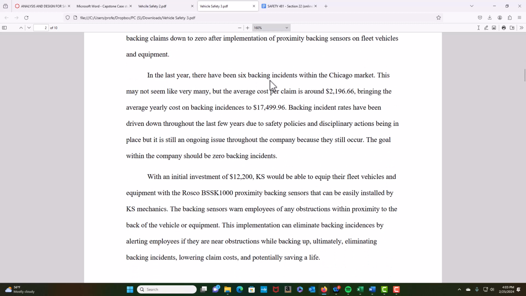Last year, there have been 6 bad incidents within the Chicago market. Don't say this thing. Just say the average cost of this much. It's an incidence, not incidents. He said that used that wrong. Backing, incident. This should be incidence rates. Driven down the last few years.